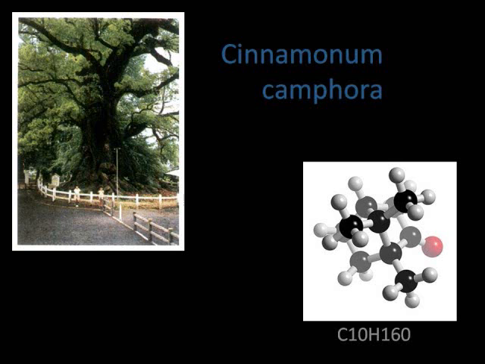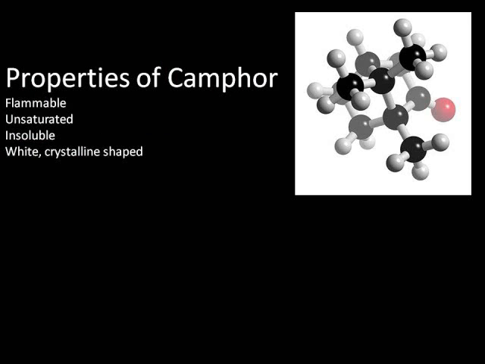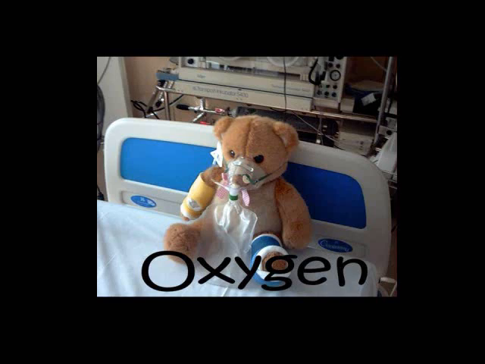Camphor is a rather unimaginative molecule in appearance. The tree from which it comes is found mostly in China and Japan. When it is refined, it is a white fine powder that has a strong smell. It is an unsaturated hydrocarbon and is only made of three elements: hydrogen, carbon, and oxygen.